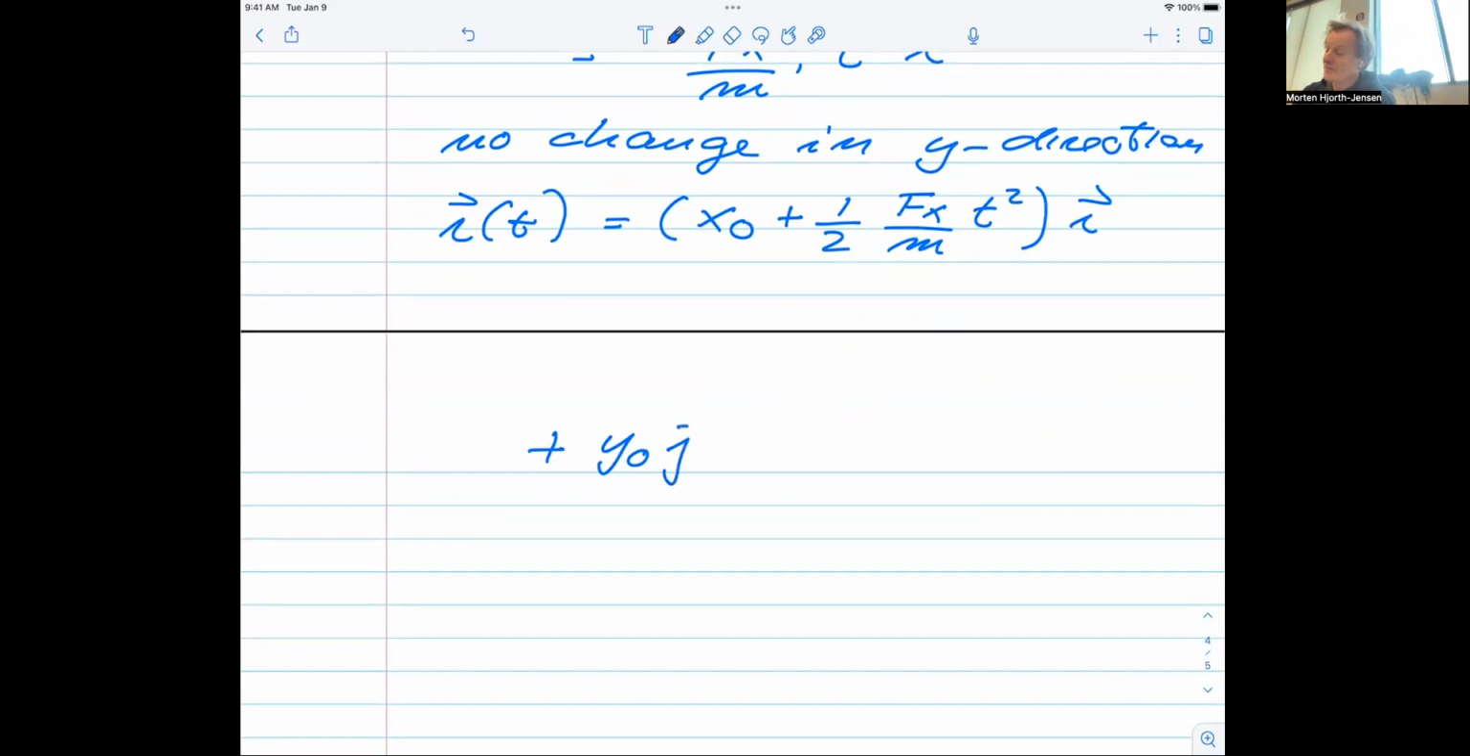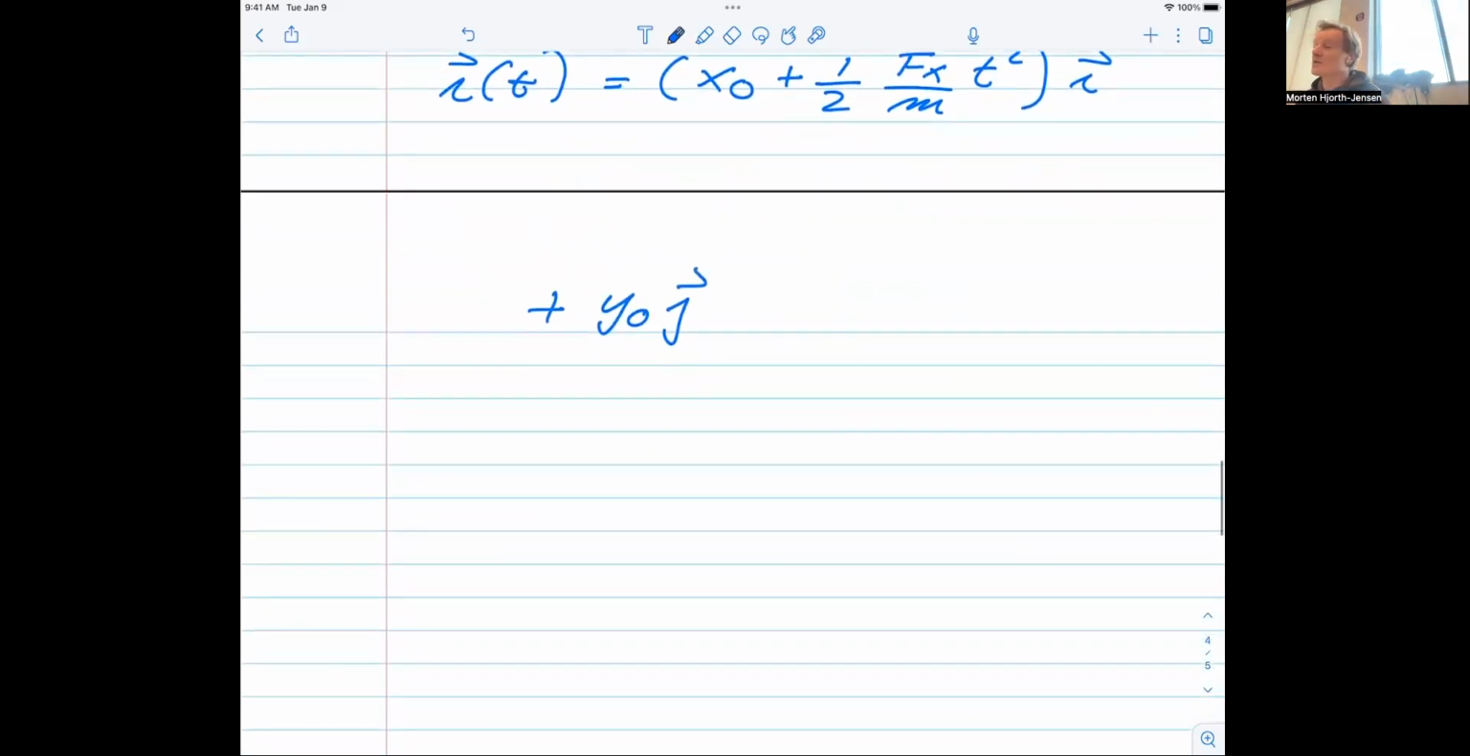So there's no force here. So it remains at the same position in the y direction because there's no force acting in the y direction. So the force acts only in the x direction. Then what we are going to calculate next is actually the angular momentum.